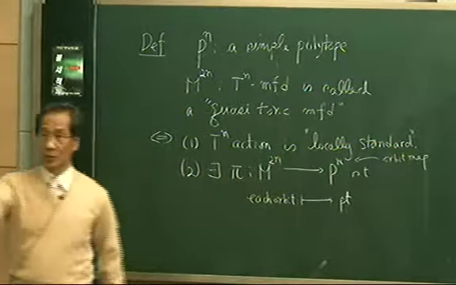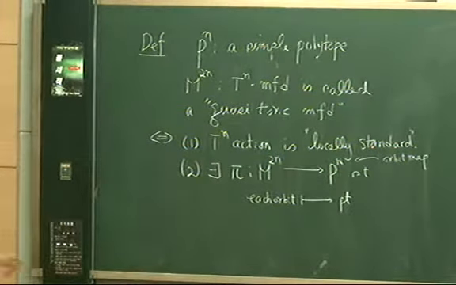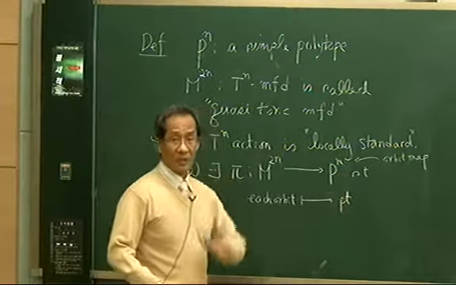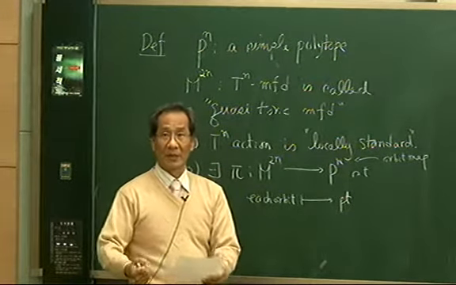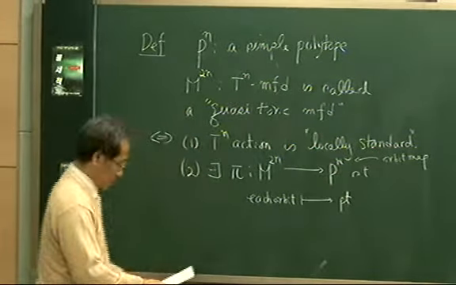So each orbit goes to a point, which means this is an orbit map. But why do we need a polytope structure here? The polytope structure keeps all the record of this fixed point data. So what is that?